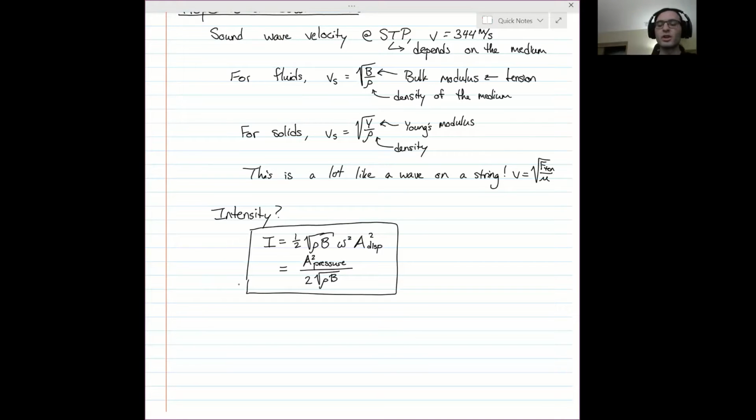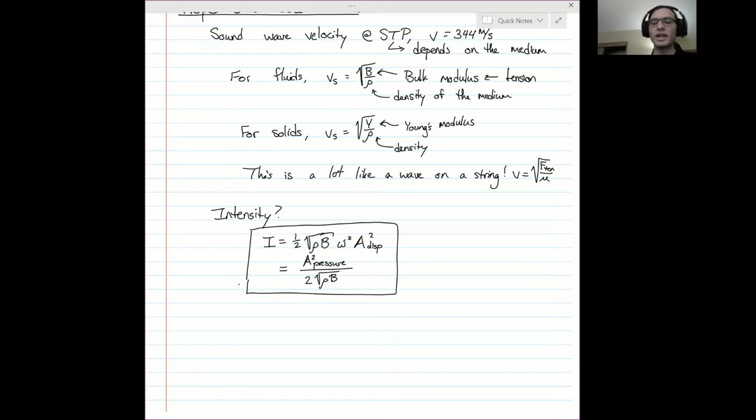So there are two ways that you can write the intensity, and that's because you can describe the wave either in terms of a displacement wave or in terms of a pressure wave, a longitudinal displacement wave anyway. Note that it's not actually a displacement wave, but we're just abusing the language there because it's not actually just a particle oscillating back and forth.